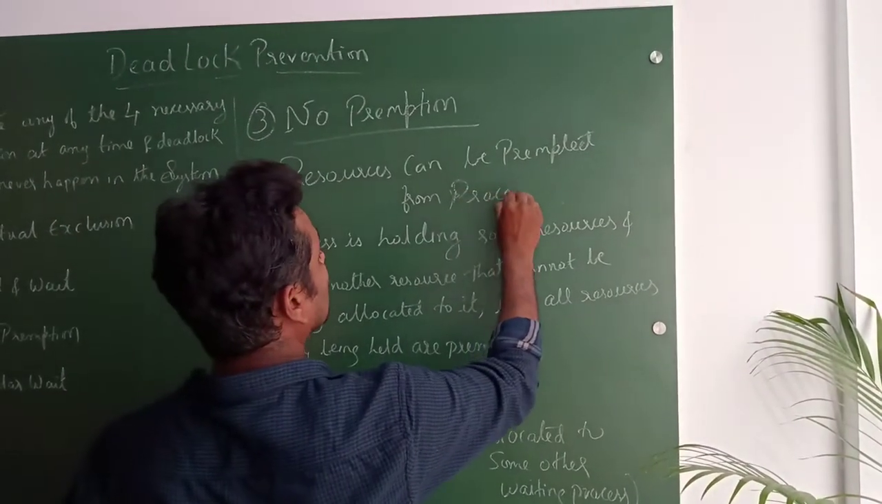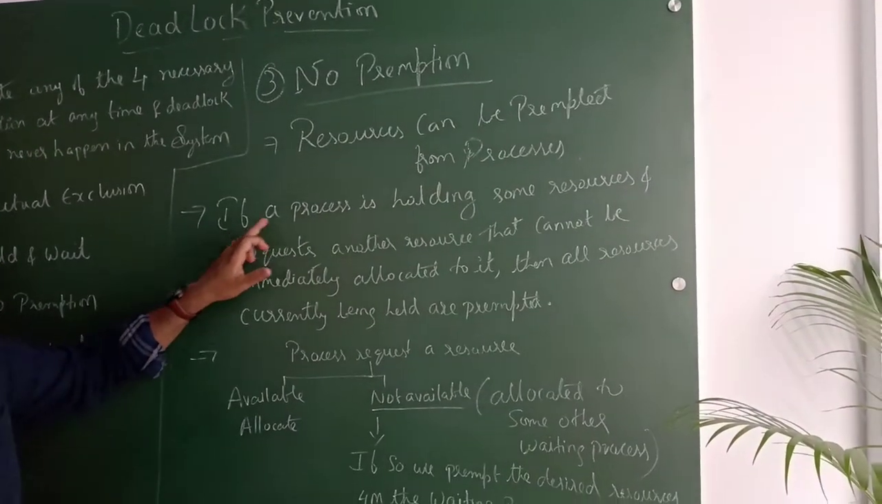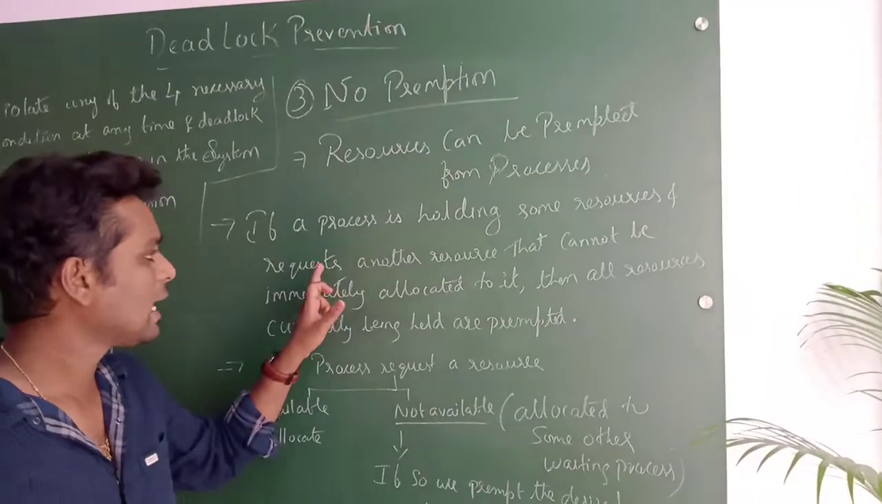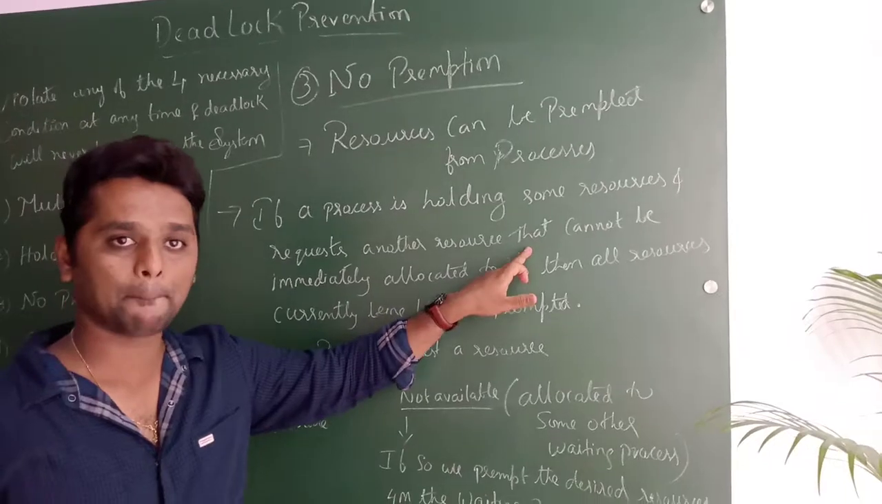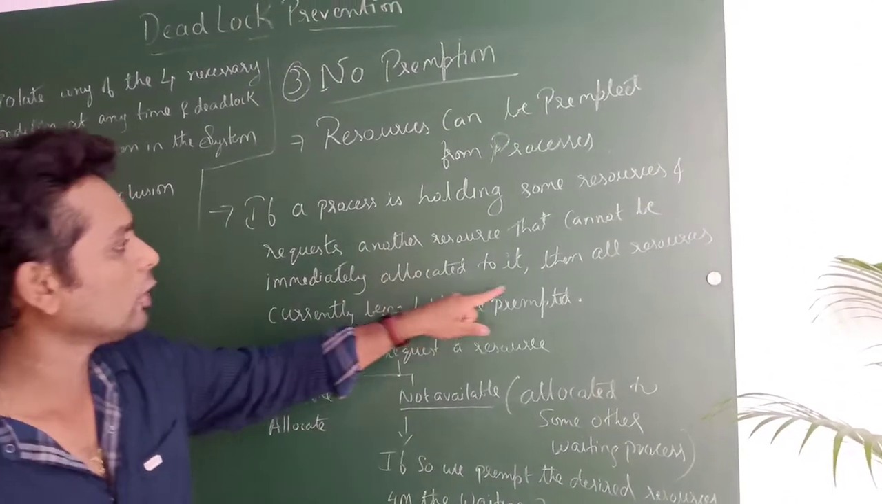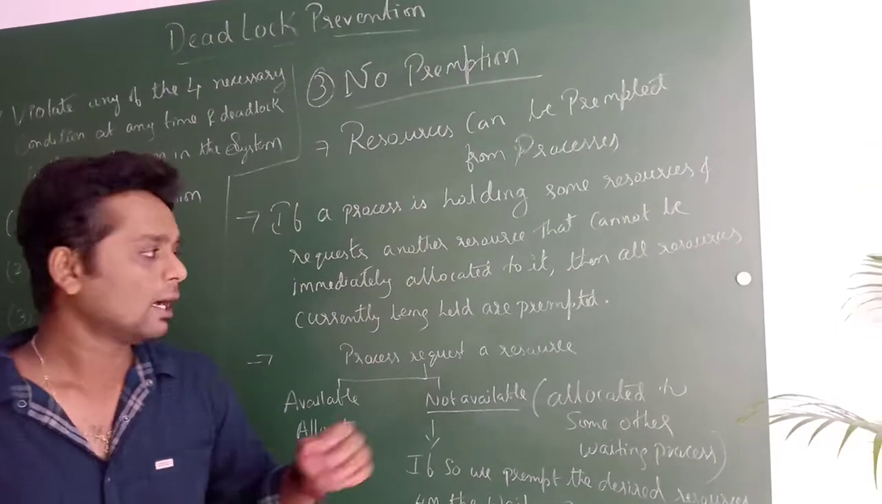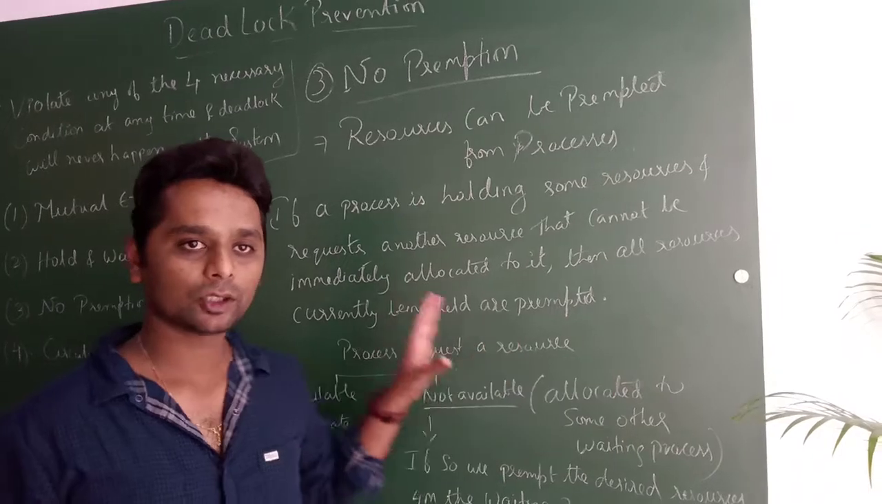Here what I can do is use a protocol. What that will do is, if a process is holding some resources and requests another resource, but that cannot be immediately granted, it need not wait. What it can do is, all the resources currently being held are preempted. So this is one condition.